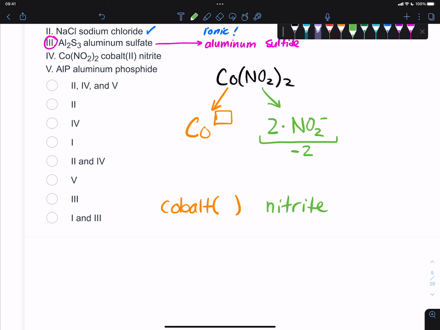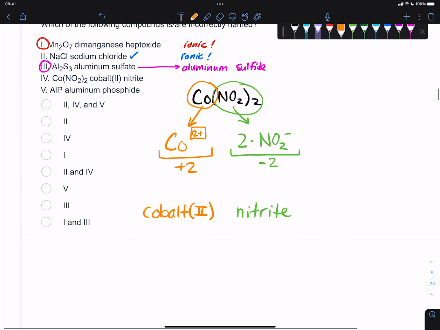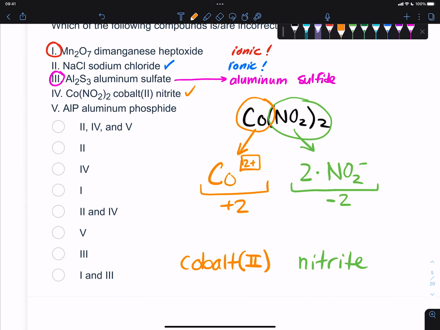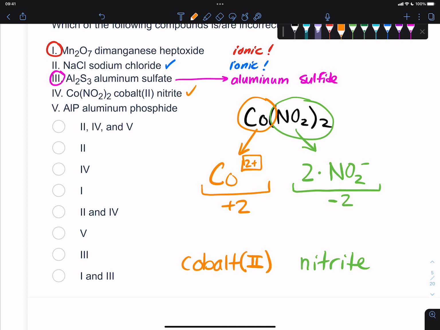So if there is a -2 charge from the anion side, then the cation side better have a +2 charge in total. And there's just one cobalt ion in the formula, so this single cobalt ion has to be 2+. And that's why it's cobalt(II) nitrite. That is correct, so this is a good name. And then number 5, aluminum, not a transition metal, does not need parentheses.